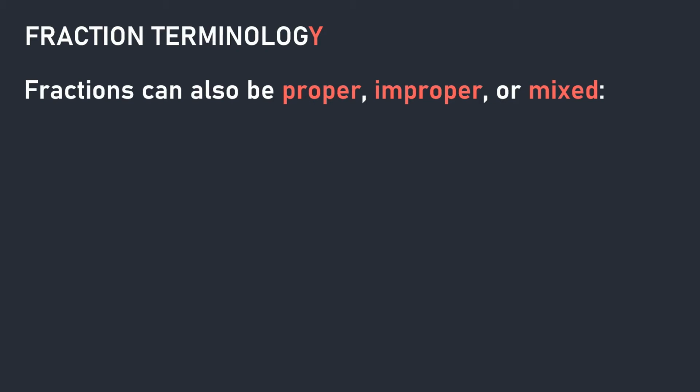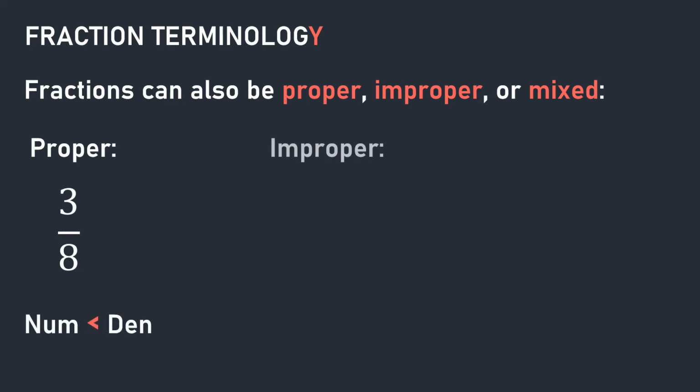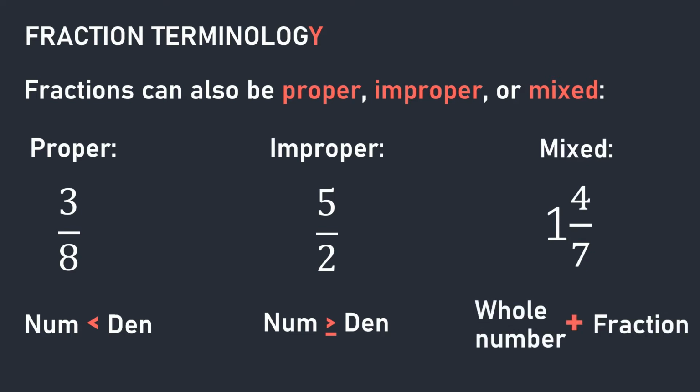Moving on to some more terms, we can also have different kinds of fractions. So fractions can be either proper, improper, or mixed. In a proper fraction, the numerator is less than the denominator. In an improper fraction, the numerator is greater than or equal to the denominator. And finally, we have mixed fractions, which is just a combination of whole number and fraction. Let's move on to some properties now.